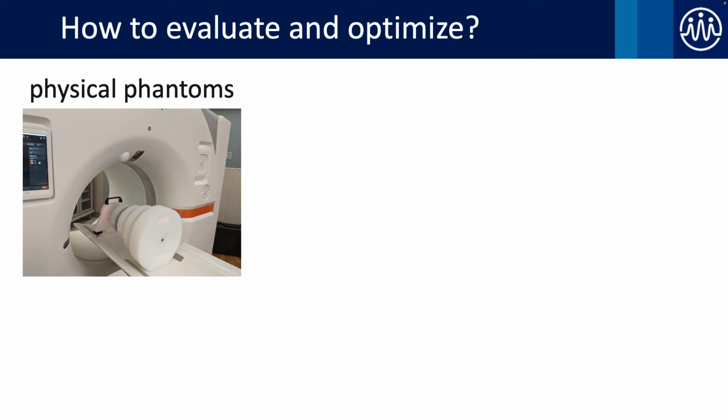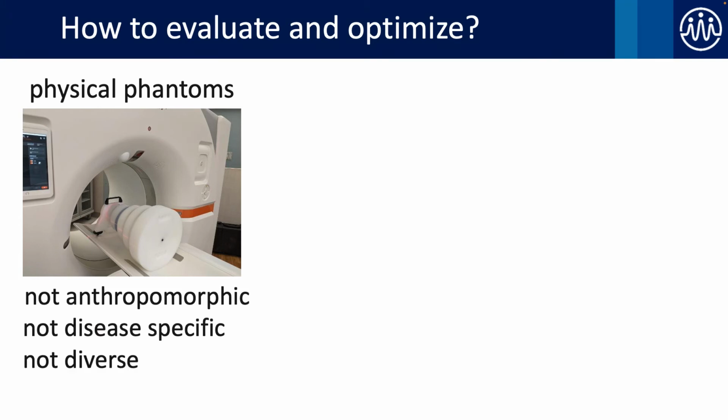Well, the first step would be, let's use physical phantoms. We have these phantoms. We image them across multiple settings or with a new technology, and we see what's going on. And we use that as a metric to evaluate and find optimum parameters. There are limitations with it. These physical phantoms are usually not anthropomorphic. They do not have the shape of human beings, and don't have that anatomical complexity.